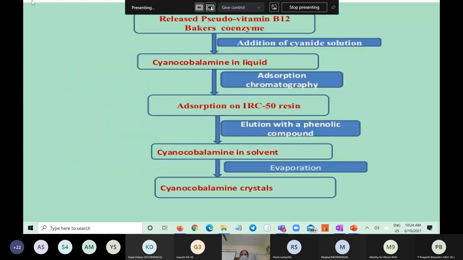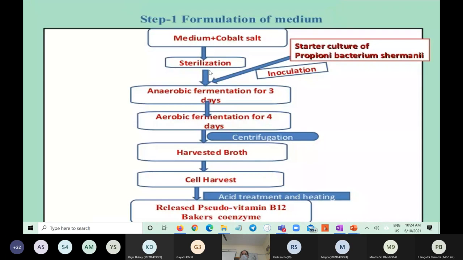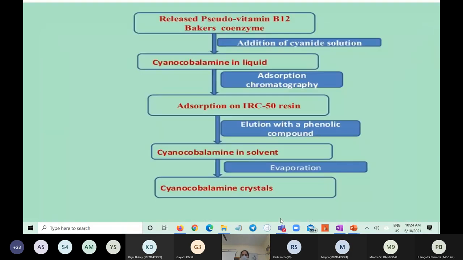Now you can see here, and now you can better understand, this is the complete process, okay? Medium sterilized, inoculation of the starter culture, anaerobic fermentation, aerobic fermentation, then centrifugation, harvested broth, cell harvest. Then once we have harvested the cells, acid treatment and heating should be there. Because of acid treatment and heating, pseudovitamin B12 is released. After that, addition of cyanide solution. Once the cyanide solution is added, cyanocobalamin will come in the liquid.